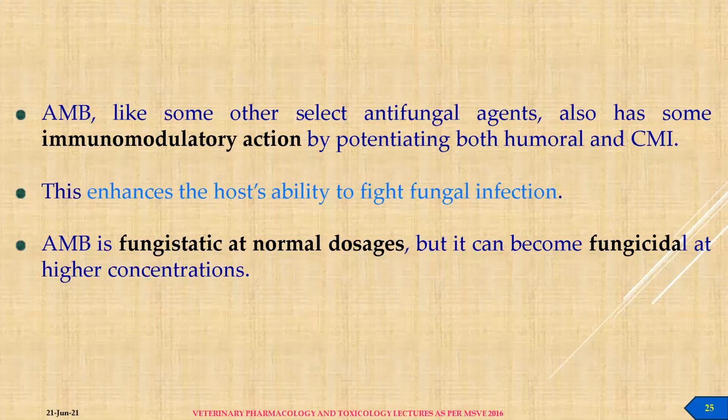Amphotericin B, like other selective antifungal agents, also has a little immunomodulatory action by potentiating both humoral and cell-mediated immunity. This enhances the host's ability to fight fungal infection. Amphotericin B is a fungistatic drug at normal dose, but at a very high dose it becomes fungicidal.